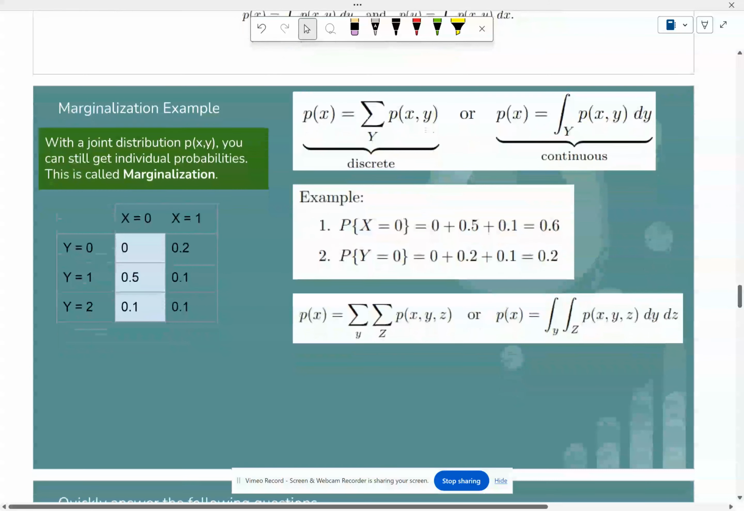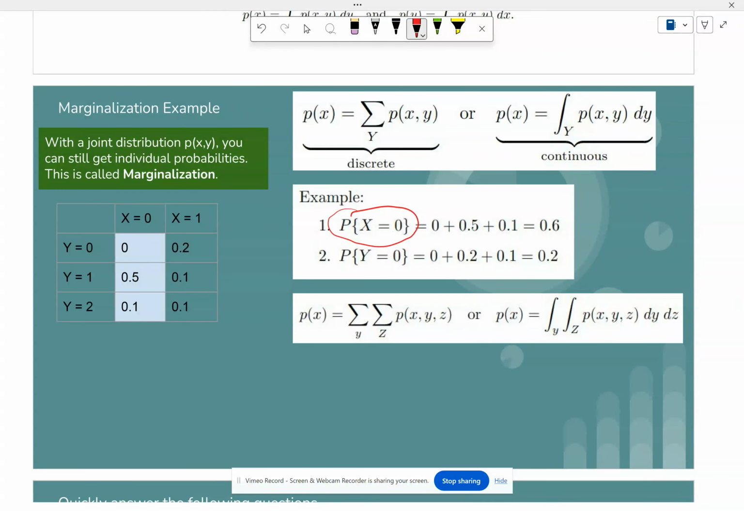Here's an example of marginalization. Let's say you want to find p of x equals 0. You just have to sum up p of x equals 0 when y is equal to 0, y equals 1, y equals 2. So 0 plus 0.5 plus 0.1, voila. So that is the probability.